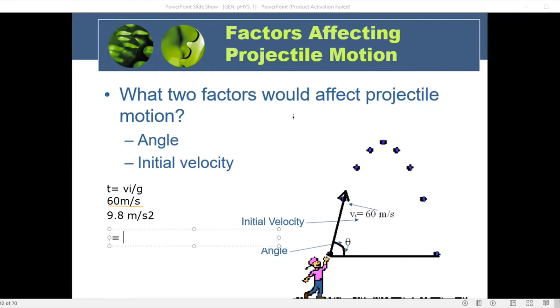Equals 6.12. Here, we can cancel out meters per second. Diba? Kasi when we divide, we cancel unit measure. So cancel meters per second and meters per second. You will notice, dalawa yung unit na time natin dito, kaya may matitira pang isang S at yun yung magiging unit measure ng iyong final answer. Seconds. And this is your time. Okay? T is equal to 6.12 seconds, the time it takes to reach the highest position.